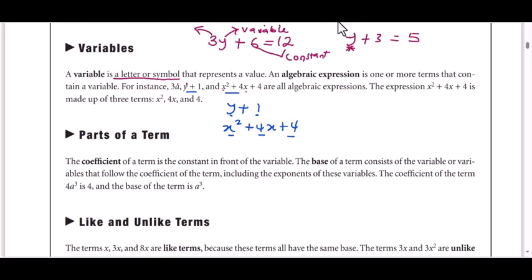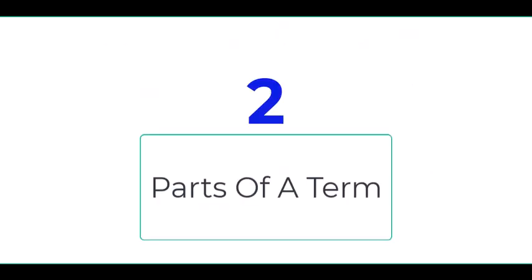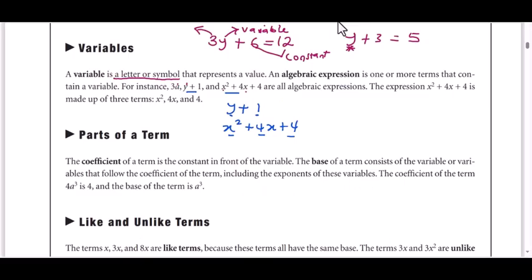The next thing you want to note in algebraic expressions are parts of a term. So we have the coefficient. The coefficient of a term is usually the constant in front of the variable. The base of a term consists of the variable or variables that follow the coefficient of a term. Let me just explain this for you. Assuming we have something like 5k plus 6.